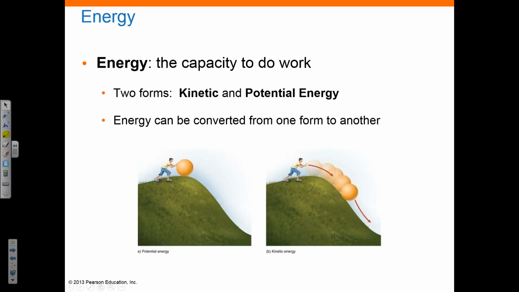There is potential energy in the ball at the top of the hill. Once the ball begins to roll down the hill, the energy that was stored as potential energy is converted to kinetic energy, the energy of motion.